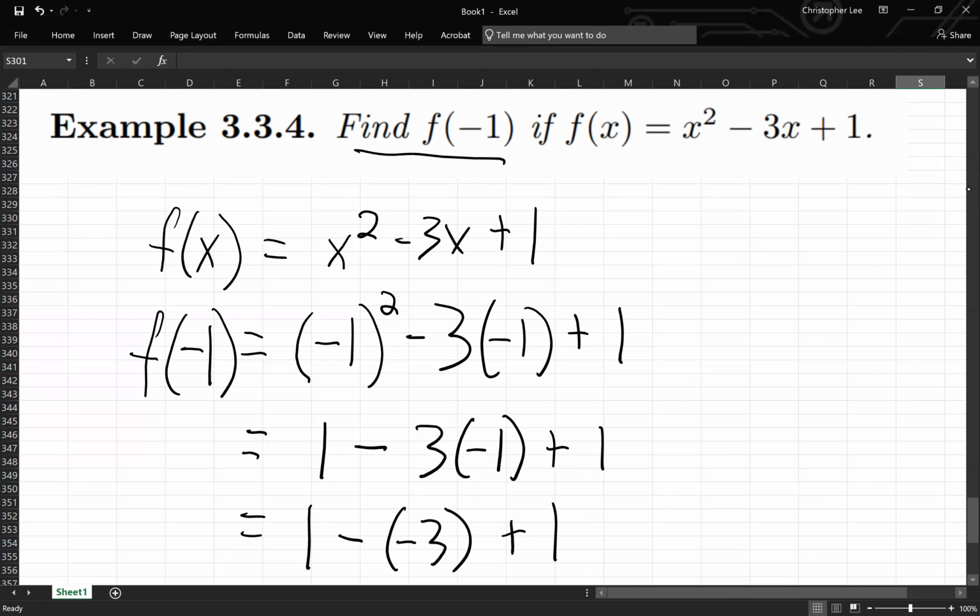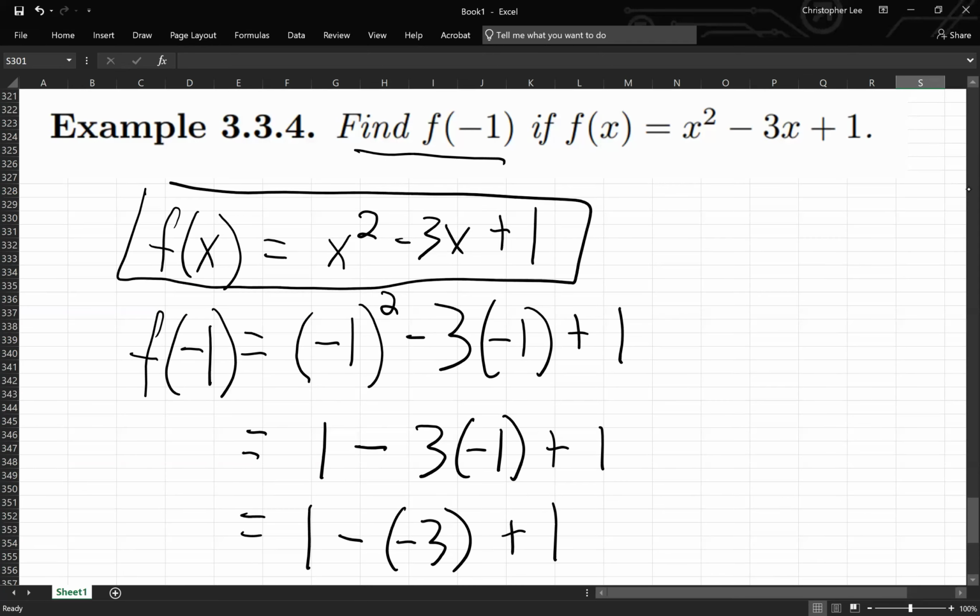That's the idea of it, right? So this is my original function right here. And everywhere I have x, I'm going to replace it with negative 1, because that's what they want in the question up here. They told me negative 1. So because of that, I did negative 1. It says find f of negative 1 right here. That's the real question.